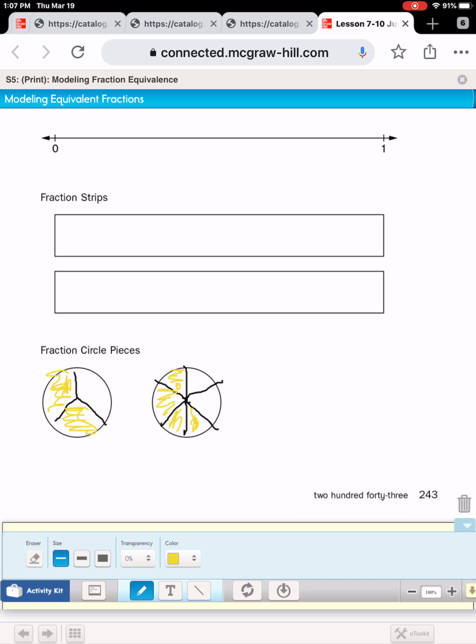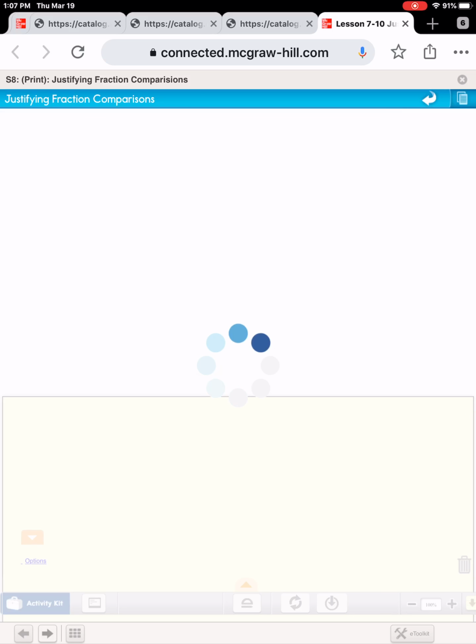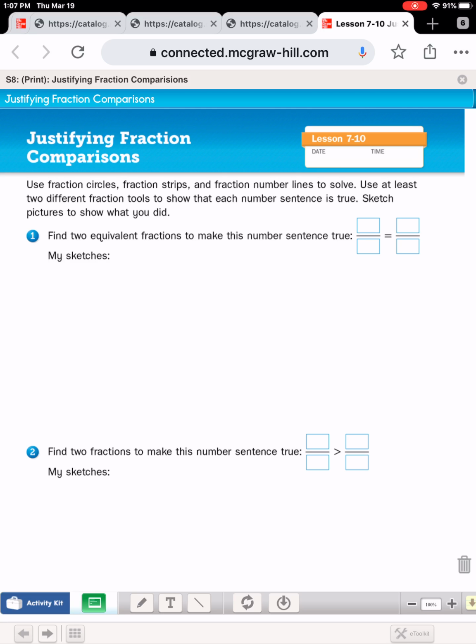All right, if you need time to finish this journal page, go ahead and hit pause and finish up. But when you're ready, go ahead and flip the page to journal page 244. It says, justifying fraction comparisons. At the top, I'm going to read the directions and you can follow along in your book. It says, use fraction circles, fraction strips, and fraction number lines to solve. Use at least 2 different fraction tools to show that each number sentence is true. Sketch pictures to show what you did.